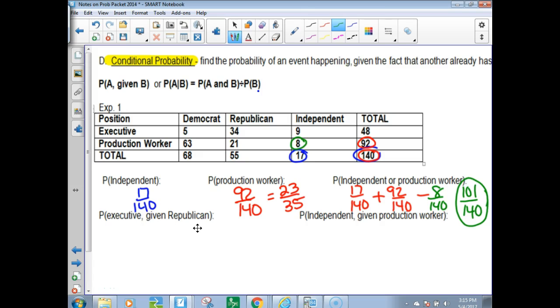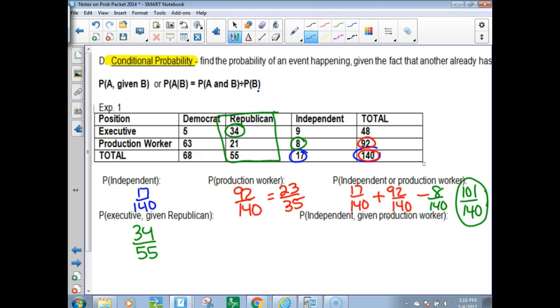Executive given you're a Republican. Now, you're given that you are a Republican. This does not say or, like this one did. Executive given you're a Republican. So you want to look at only Republicans. And how many of them are executives? 34 out of 55. So you have to be a Republican, and you just do this with logic.